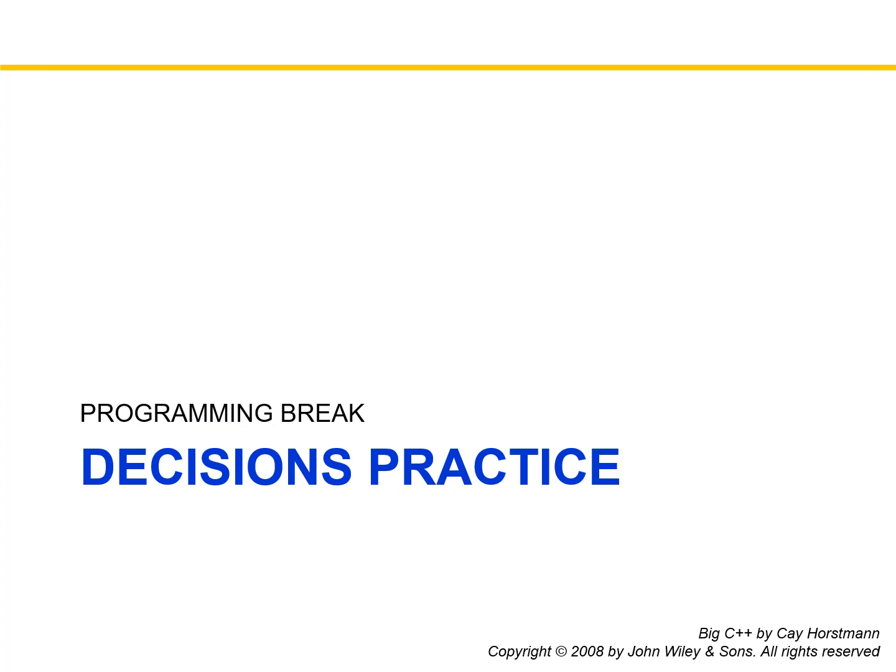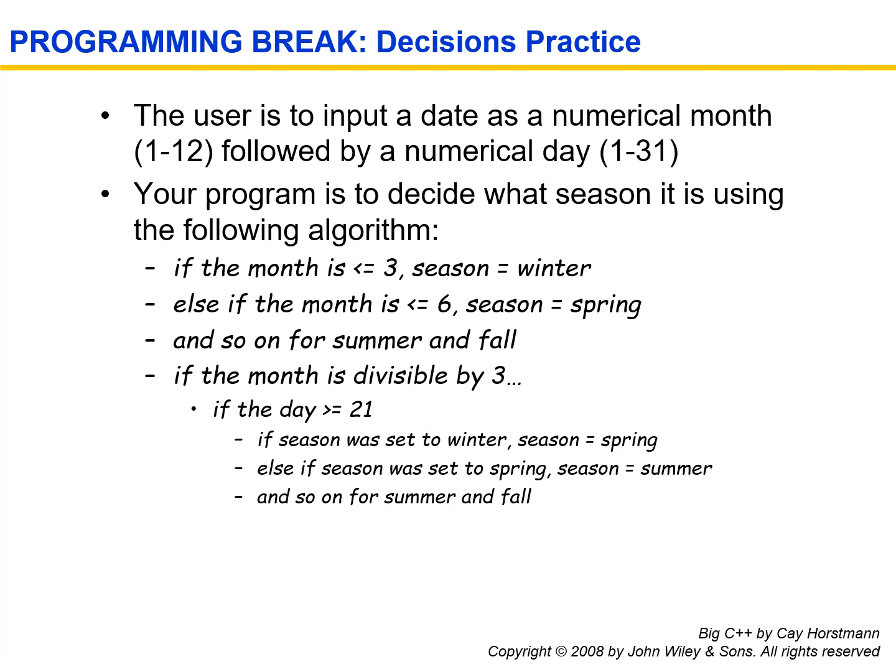All right. So now that you have a basic idea of how to write ifs and elses, here is a decision practice for you. The user is to input a date as a numerical month, 1 to 12, followed by a numerical day, 1 to 31. Your program does not have to decide whether the month actually has 31 days in it. You just go with it. Your program is to decide what season it is using the following algorithm.